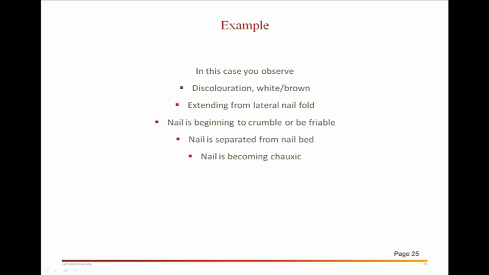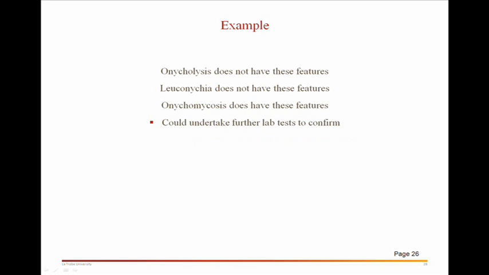In this case, you observe discoloration, which is white and brown. It extends from the lateral nail fold. The nail is beginning to crumble or be friable. The nail is separated from the nail bed, and the nail is becoming thickened. You consider onycholysis does not have these features. Leukonychia does not have these features. Onychomycosis does have these features. Perhaps you consider you could undertake further lab tests to confirm.